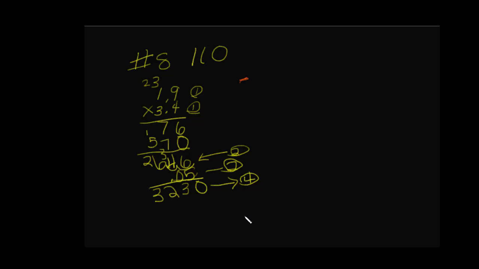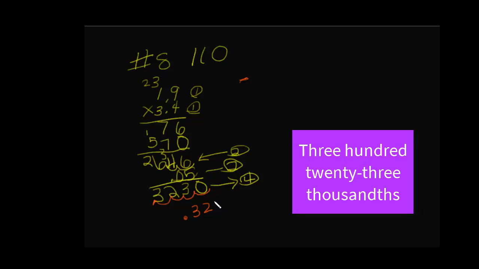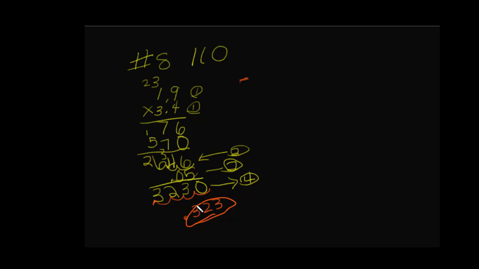So in my final product, I'm going to go over 4 places. 1, 2, 3, 4. So my answer is 0.323, but we're in 6th grade, and we don't say 0.323, we say 323 thousandths is our answer. And I circled it the wrong way, but it's okay. You get the idea.